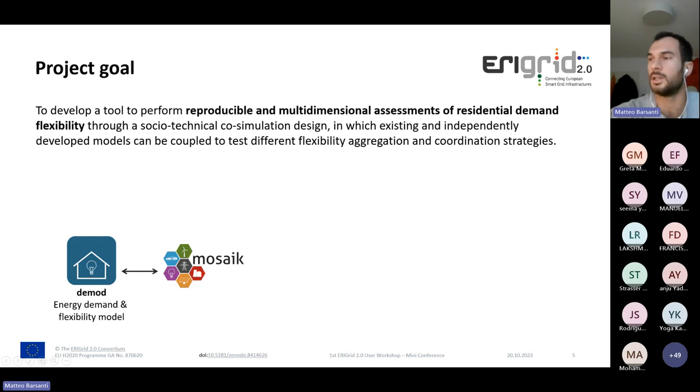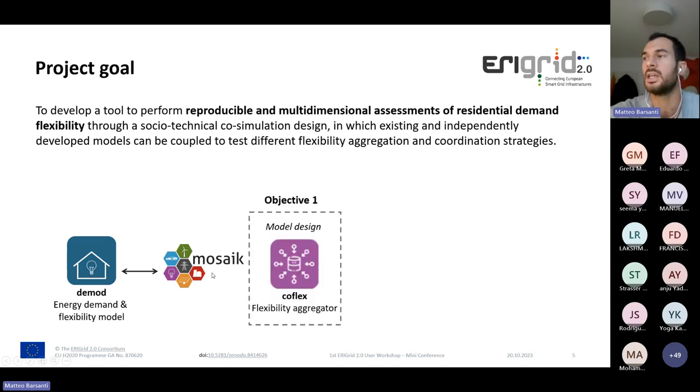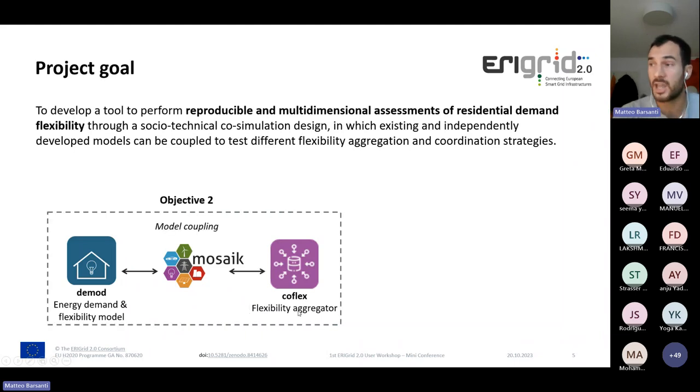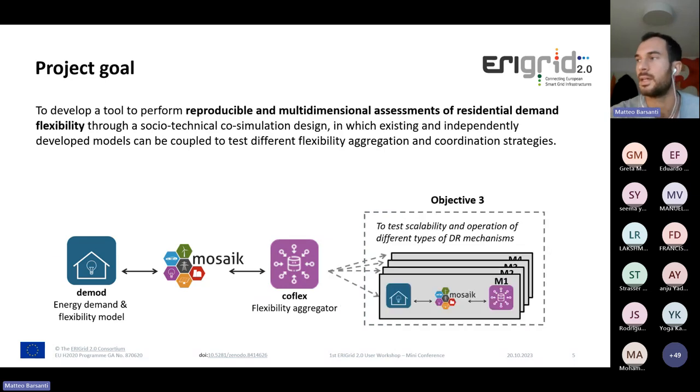So the starting point was this energy demand model coupled with Mosaic, and as a first objective, we developed CoFlex, which is a model for aggregating flexibility, I will show you later. The second objective was to couple CoFlex with the model through Mosaic. And third, we test the scalability and the operation of such a co-simulation design according to different types of demand response mechanisms. I want to specify that we are not really interested in assessing the final flexibility potential, but more the suitability of this tool for such kind of application. The flexibility potential will be a next step, a follow-up project.